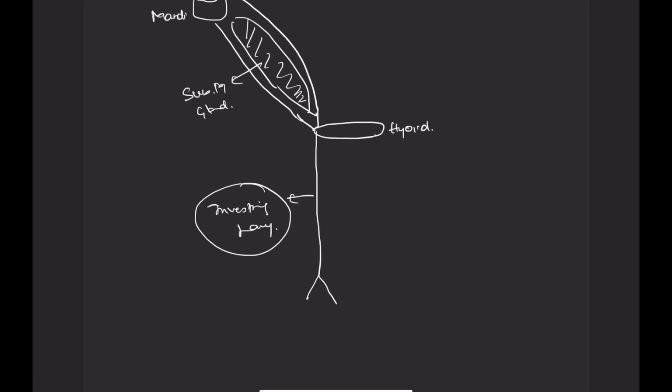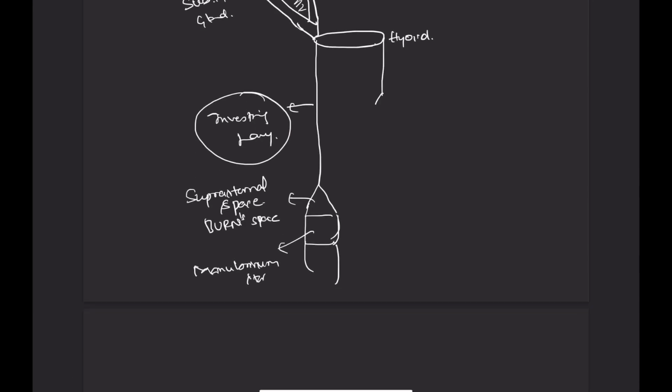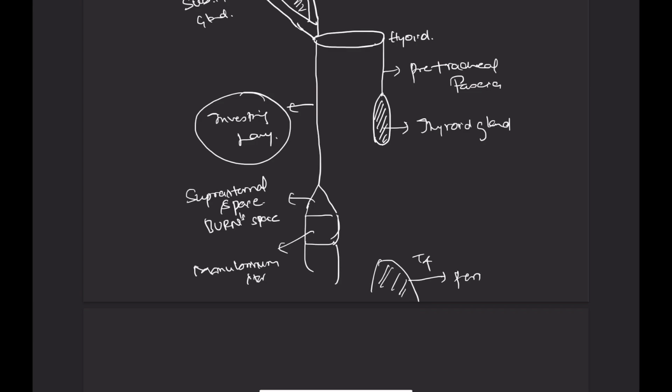So this investing layer will form the space of Burns above the manubrium sterni. This is called the suprasternal space, also called Burns space. This is the manubrium sterni, and this is the pretracheal fascia, which includes the thyroid gland. And remember, it ends at the T4 level. This is the fibrous pericardium, and it ends here at the T4 level.